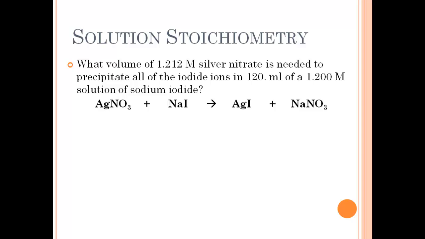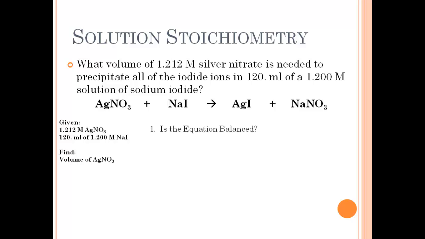Here's our equation, and you're going to write down your givens. We know the molarity of silver nitrate. We know the volume and the molarity of our sodium iodide, and we're asked to find the volume of silver nitrate. First question, is the equation balanced? In this instance, it is.